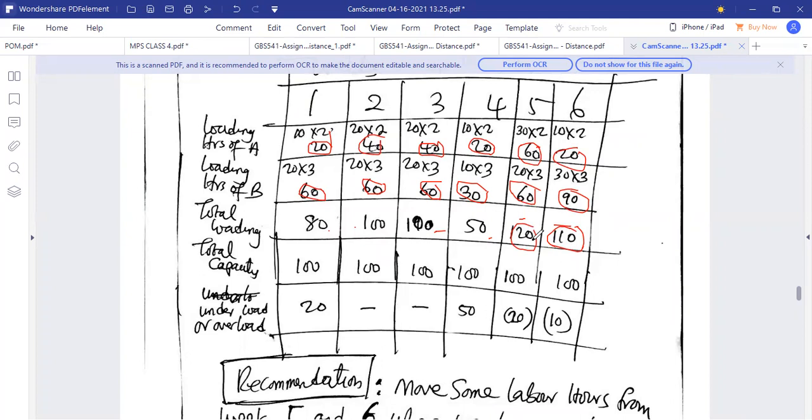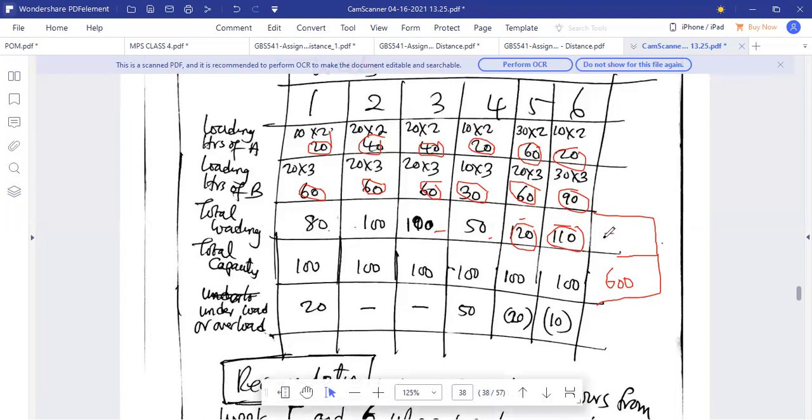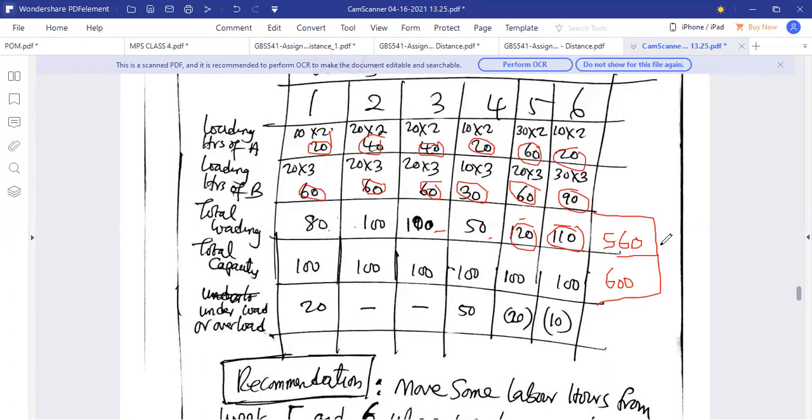So you are comparing to see the total. You can even find the total loading here, which will be 600. And for the capacity, you can add 80 plus 100, then plus 100, then plus 50, then plus 120, then plus 110. Quite all right, we have enough capacity to produce the MPS, because total capacity is this one compared with the loading of this one.